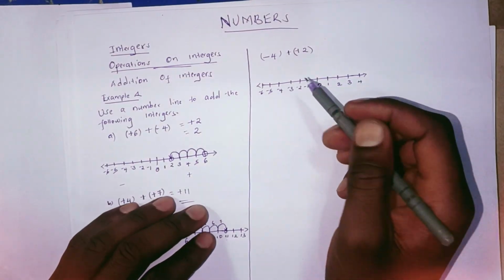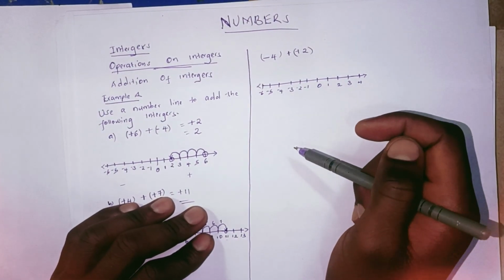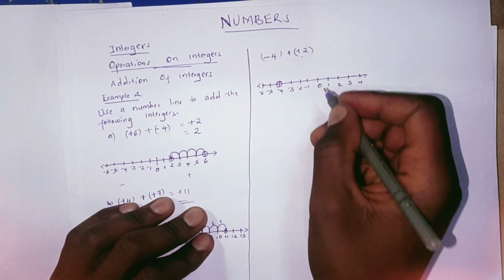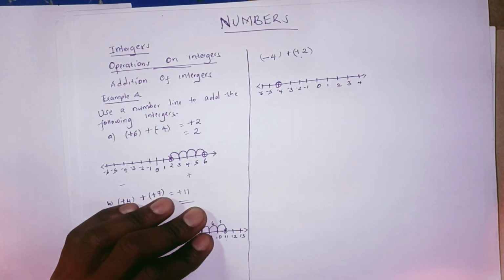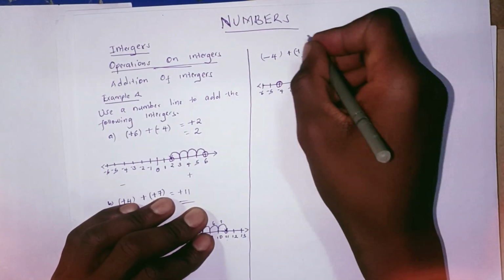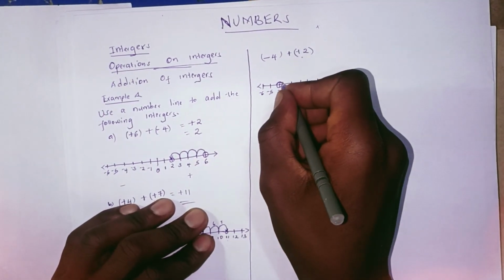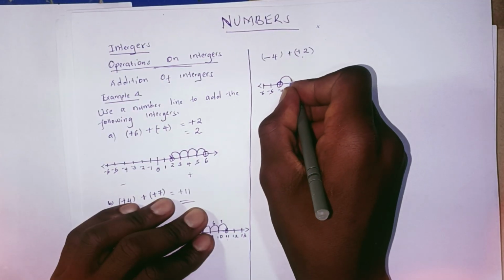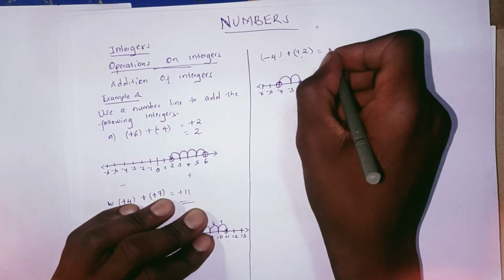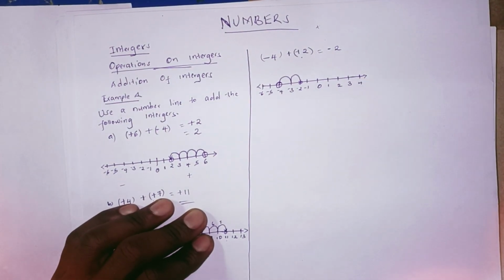When you have -4 plus +2, in this step you have to stand at -4. Since here is the +2, I'll move 2 positive steps. When I want to move positive steps, I move to the right. Negative steps, move to the left. So for positive steps, this is 1, 2. The answer here is -2. Hope you can follow at that point.